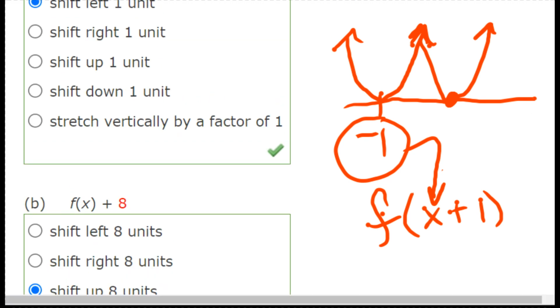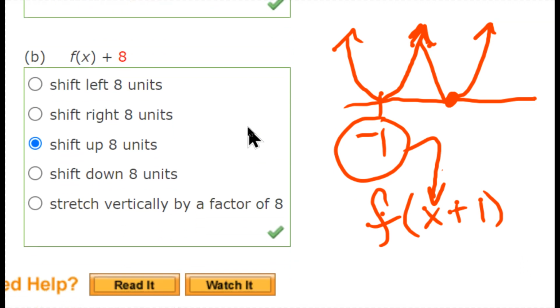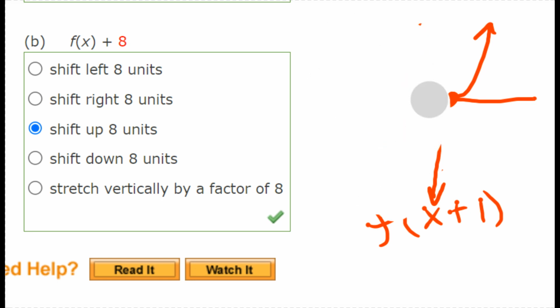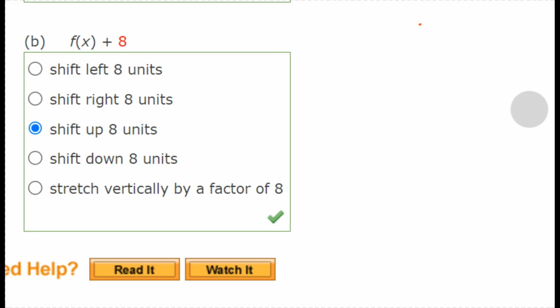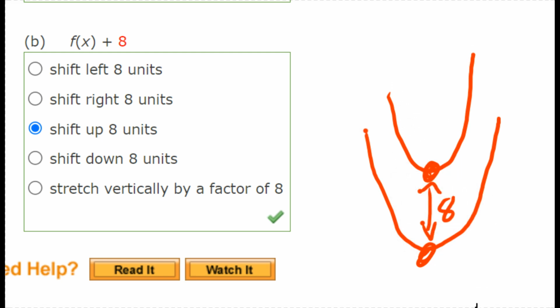The next example is a modification of the y value. Right? F of x is a y value, and then it's plus 8, so all of the y values of the transformed curve are 8 more than they used to be. So it used to look like this, and now it looks like this, where this distance is 8. So it moves up by 8 units.